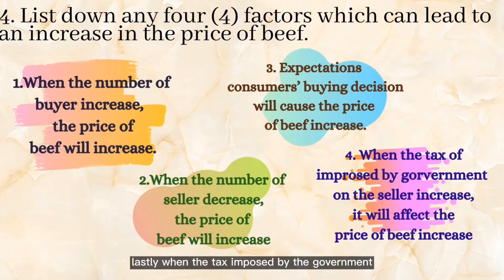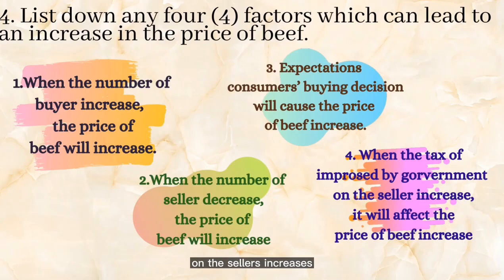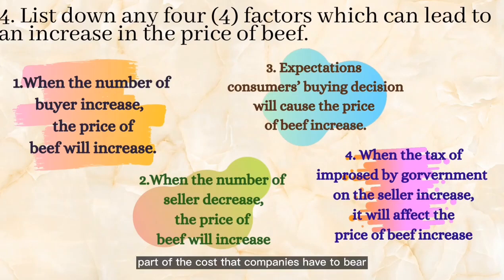Lastly, when the tax imposed by the government on the seller increases, the price of beef will increase. When the tax imposed by the government on the seller increases, the cost of production will increase. It is because the taxes are part of the cost that companies have to bear. The cost of production increase will shift the supply curve leftward. Now I will pass the time to the next presenter, Liang Yok Ping.